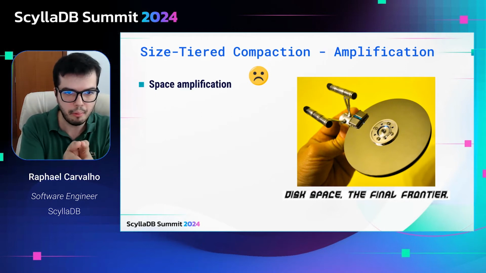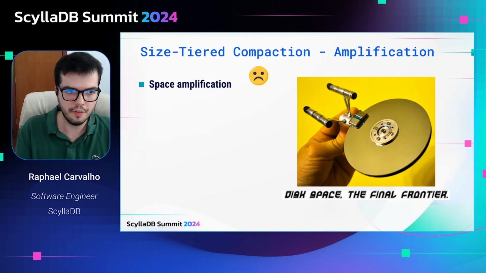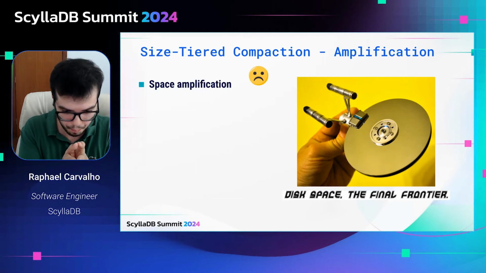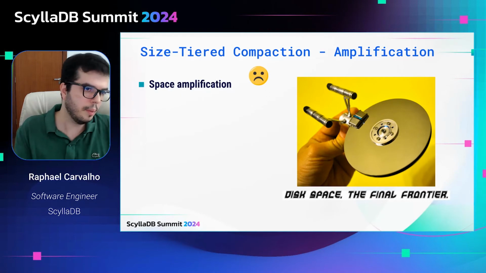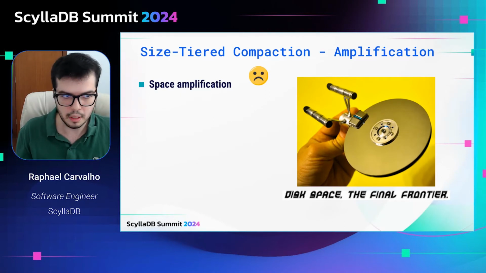is most often the primary bottleneck when using flash SSDs at many companies. So it's very important that you make good use of the space available, because storage density is very important for reducing costs. And one of the problems with size tiered is definitely the space amplification, especially with workloads that are overwrite heavy.